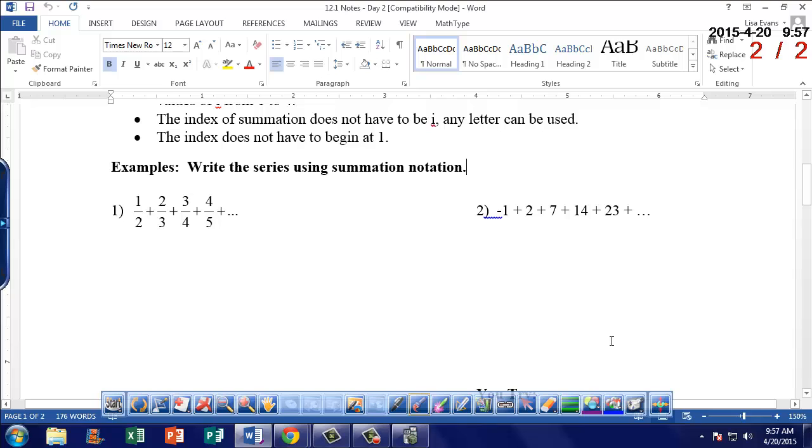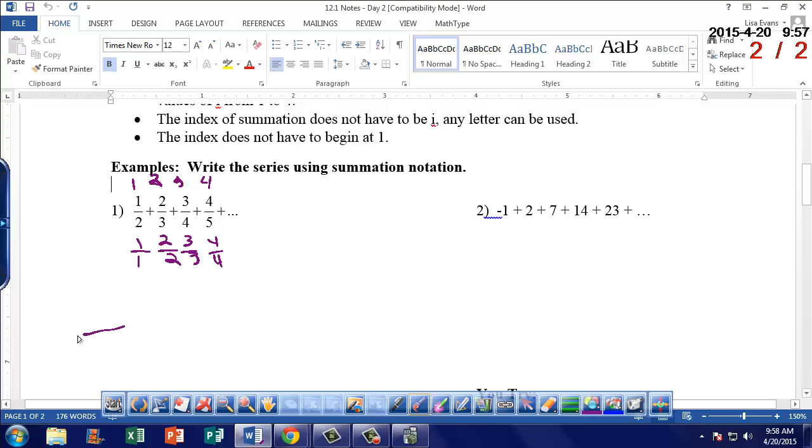Okay, so this says write the series using summation notation. So this is what I like to do. When there's a fraction, I like to say, okay, what am I doing to 1 over 1? What am I doing to 2 over 2? 3 over 3, 4 over 4. Why am I picking these? Because this is the term I have. This is my first term, second term, third term, fourth term.